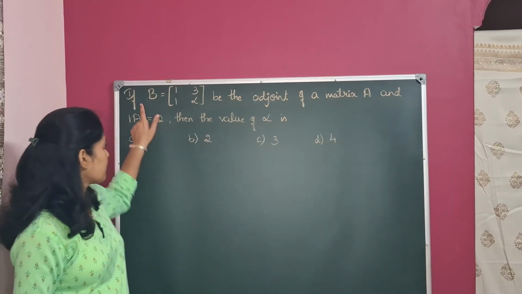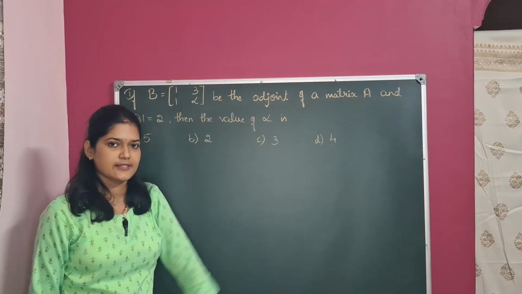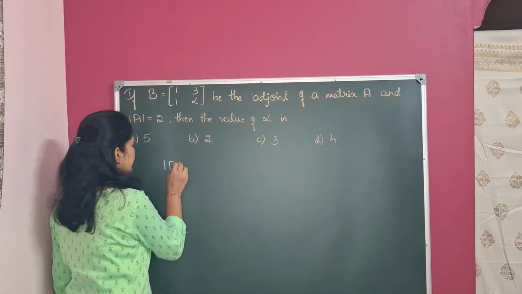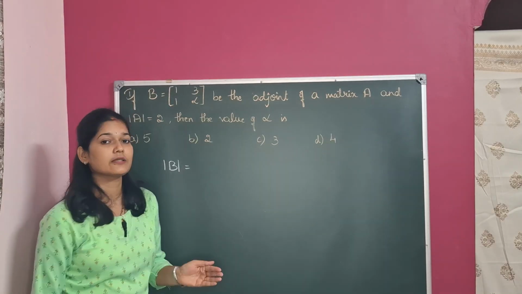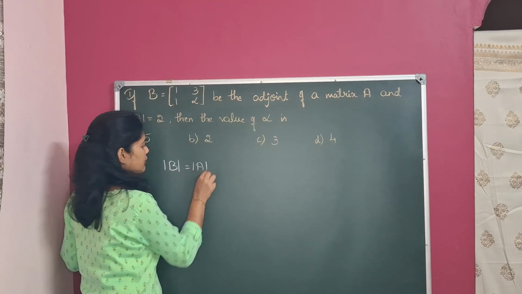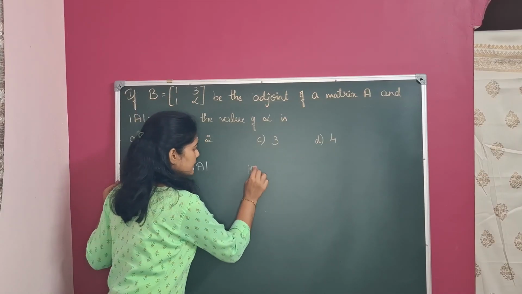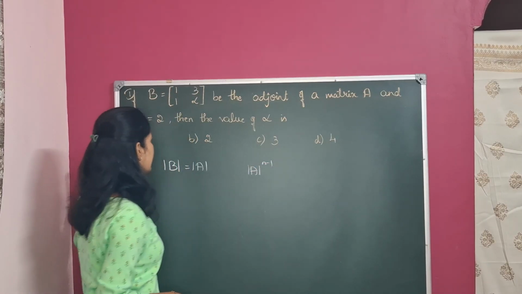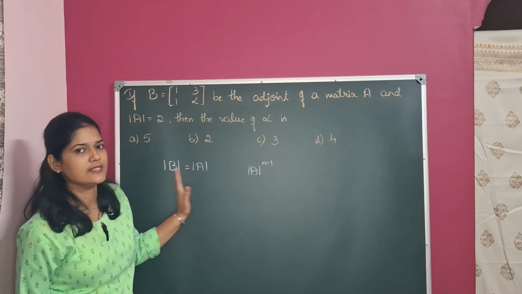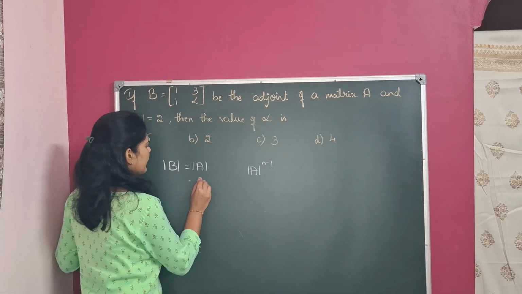So they have given B is the adjoint of the matrix A and also determinant of A is given. Then determinant of B, which is nothing but determinant of adjoint of A, is the same as determinant of A. Actually the formula is determinant of A power n minus 1. As the order of the matrix is 2, determinant of B will be the same as determinant of A.